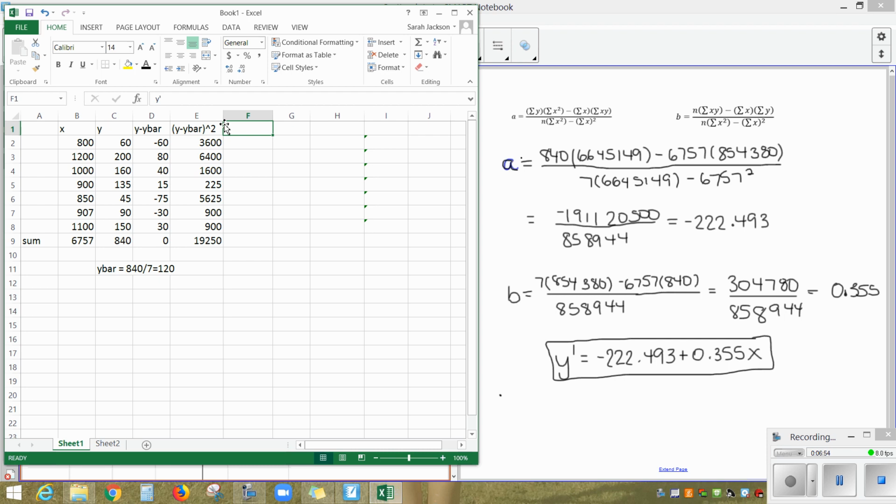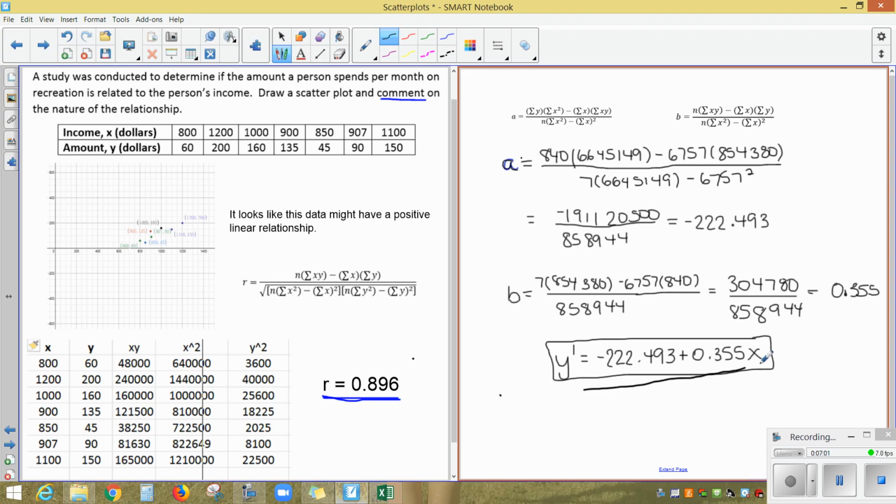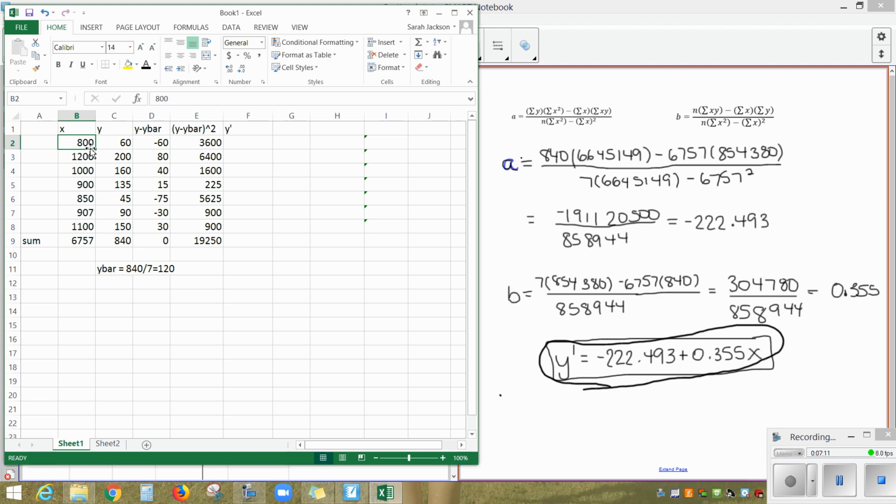Something else we need to find is our predicted value of y, our y prime. And the y prime is something we get from our regression line that we found in the other video. So what that means is I'm going to plug 800 into this equation for x and 1200 into that equation for x, and so on down the line, getting those values out.